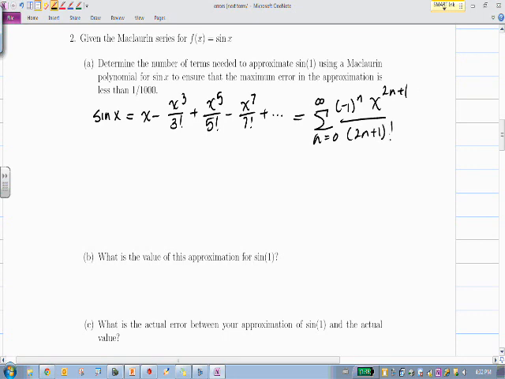In part A, we're asked to determine the number of terms needed to approximate sine of 1 using the Maclaurin series for sine to ensure that the maximum error of the approximation is less than 1 over 1,000.